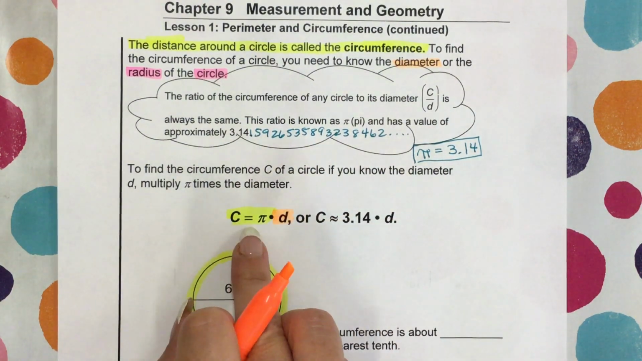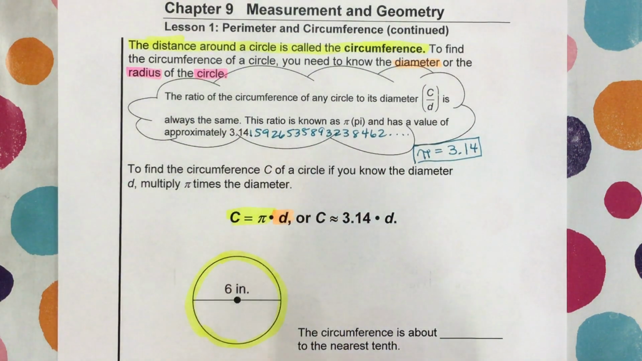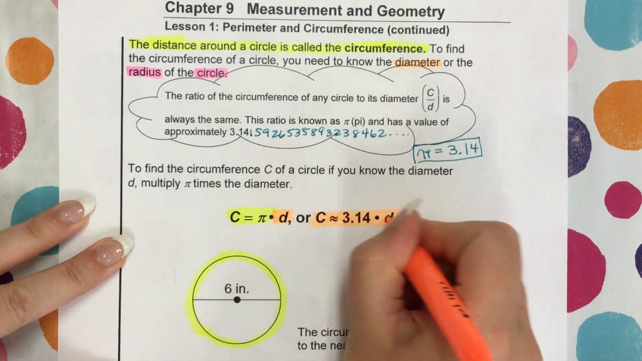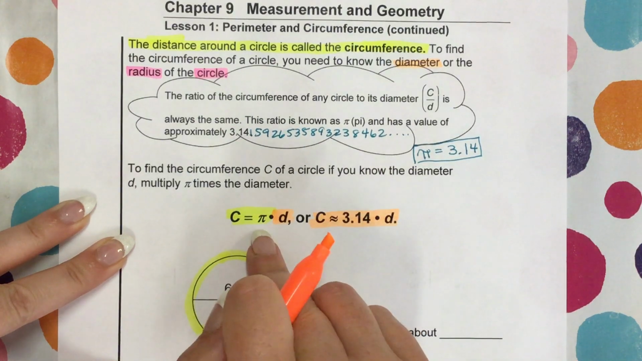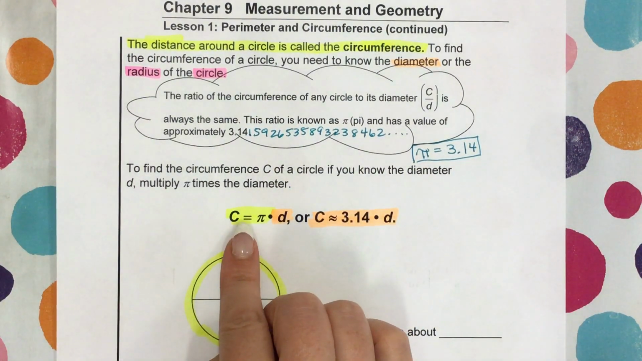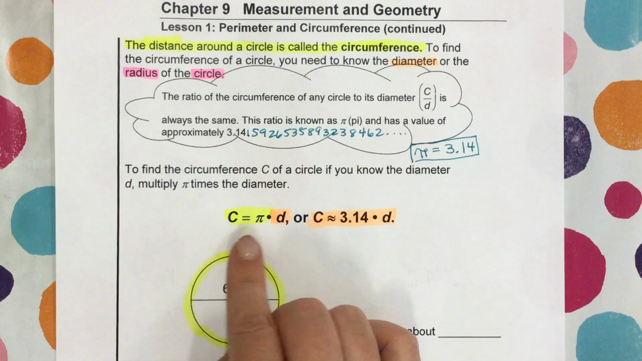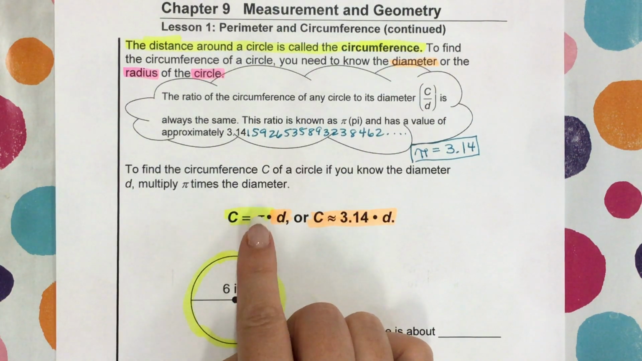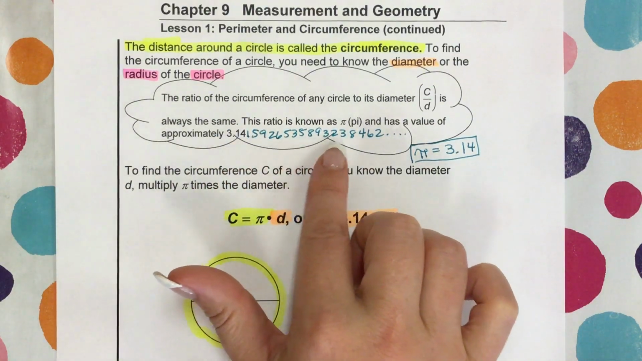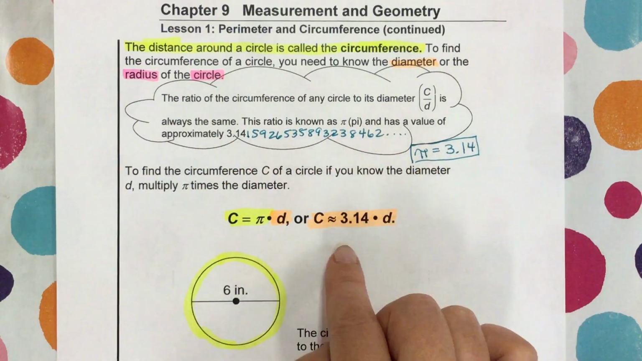The circumference equals pi times the diameter. Or C equals 3.14 times the diameter, because 3.14 is the same thing as pi. Notice that when we have it written like this, C equals pi times the diameter, because pi represents the exact number 3.14159, and it just keeps going on and on forever.